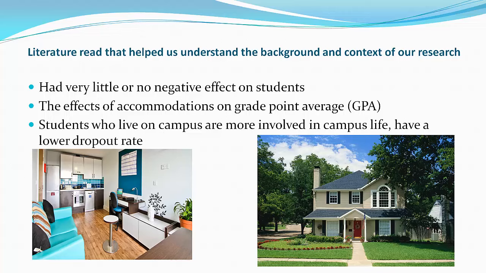So for question number 3, describe 3 or 4 significant findings from the literature you have read that were most useful in helping you understand the context and background to the research. The first point is that it had very little or no negative effects on students. The research found that living off campus had very little or no negative effects on student academic or school engagement. This helps us in funding our research more. This is by Jim Arbery.